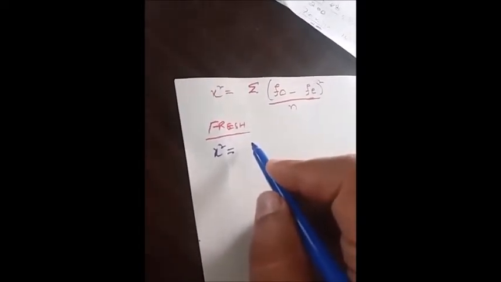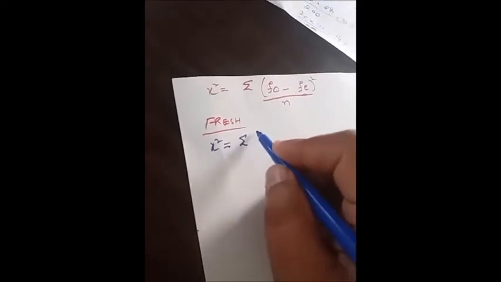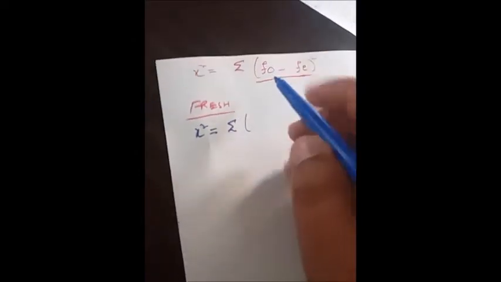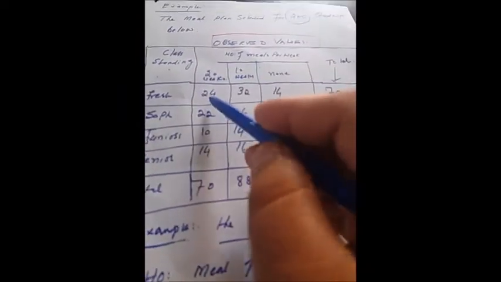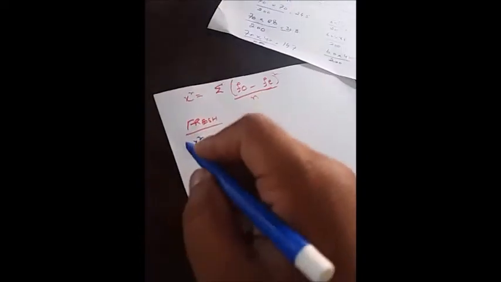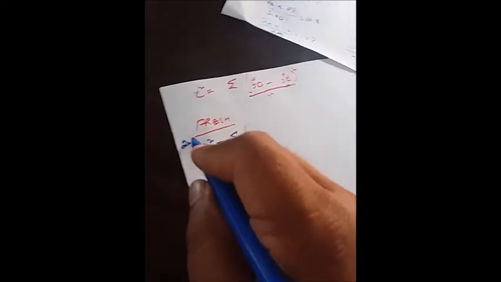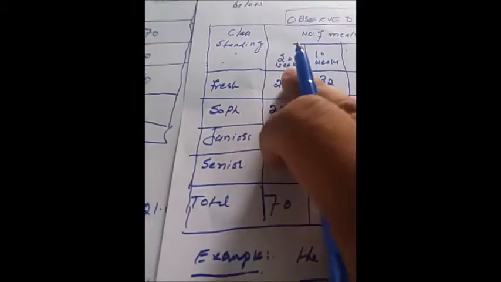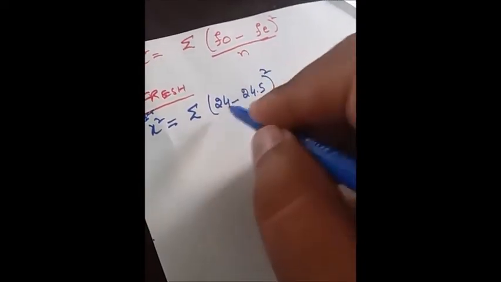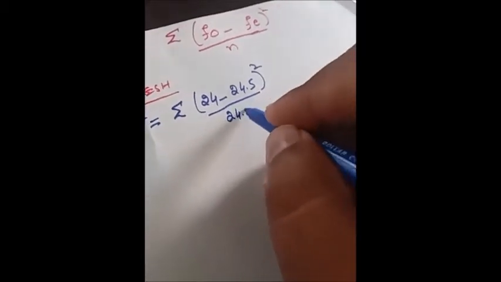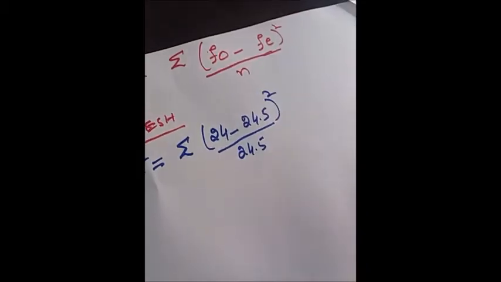Chi square is equal to the sum of all cells. Now observed frequency: the observed frequency is 24 for 20 weeks, for fresh. So 24 minus the expected frequency, which is 24.5, whole square, divided by the expected frequency, which is 24.5.